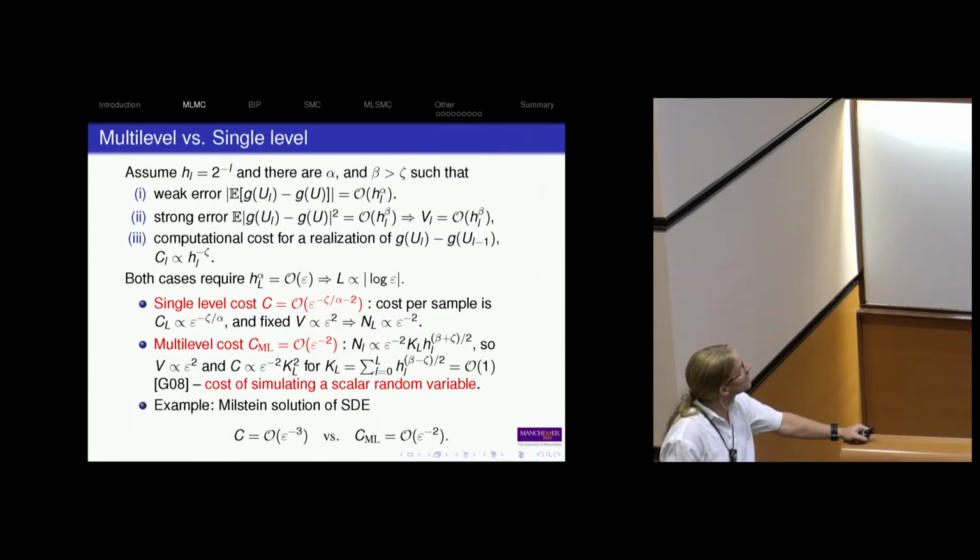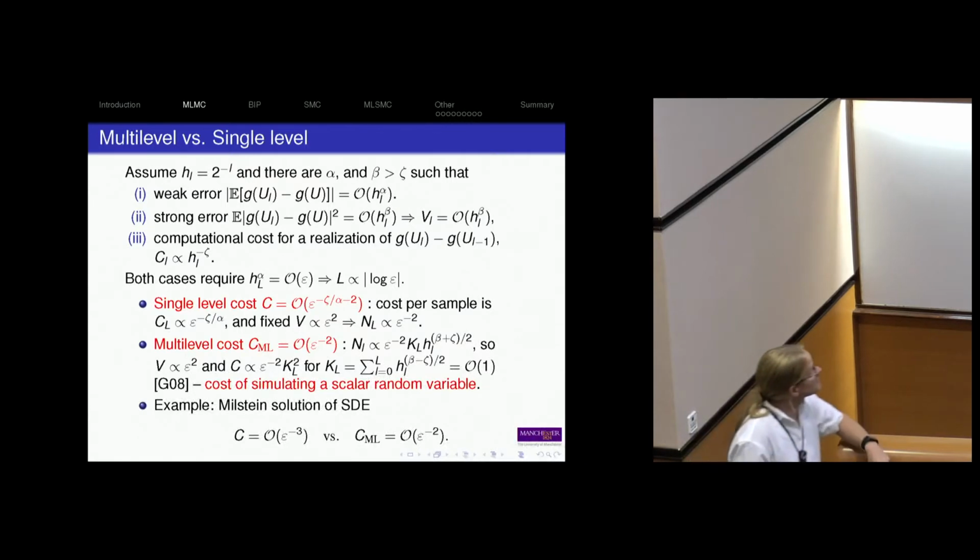So now we can represent the cost at the final level also in terms of epsilon. So that's going to be like epsilon to the minus zeta over alpha. And then, of course, for a fixed variance of epsilon squared, we're going to need NL to be proportional to epsilon to the minus 2. So this is going to give a single level cost of epsilon to the minus zeta over alpha minus 2.